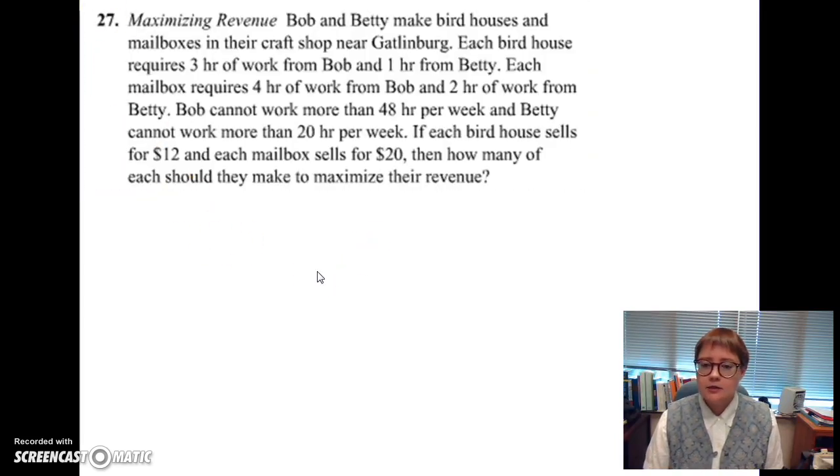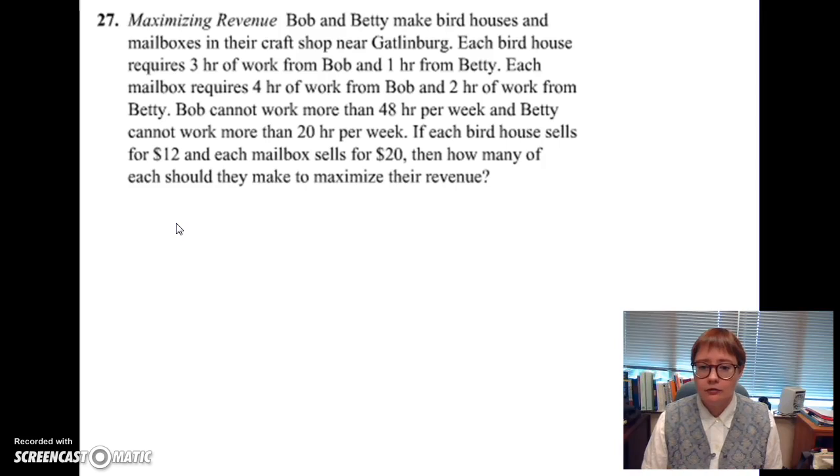In this particular case, it says that Bob and Betty make birdhouses and mailboxes in their craft shop near Gatlinburg. Each birdhouse requires 3 hours of work from Bob and 1 hour from Betty. Each mailbox requires 4 hours of work from Bob and 2 hours of work from Betty. Bob cannot work more than 48 hours per week, and Betty cannot work more than 20 hours per week. If each birdhouse sells for $12 and each mailbox sells for $20, then how many of each should they make to maximize their revenue?